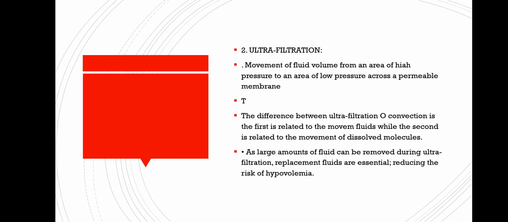Next, ultrafiltration. Ultrafiltration is the movement of volume from an area of high pressure to low pressure across a permeable membrane. The difference between ultrafiltration and convection is that the first is related to the movement of fluids, while the second is related to the movement of dissolved molecules. A large amount of fluid can be removed during ultrafiltration. The replacement fluids are essential and reduce the risk of hypovolemic conditions.